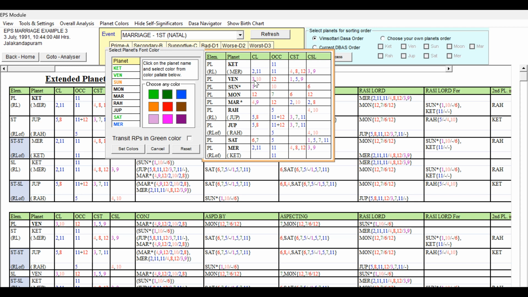Venus is third lord, 10th lord occupying 12th house and 159 star lord. So 3, 159 are good, but 10 and 12 are obstacles. Some weakness is present. So what can we do? For 3, 10, 12 and 159, we can give blue color again, like how we have given for the Mercury.